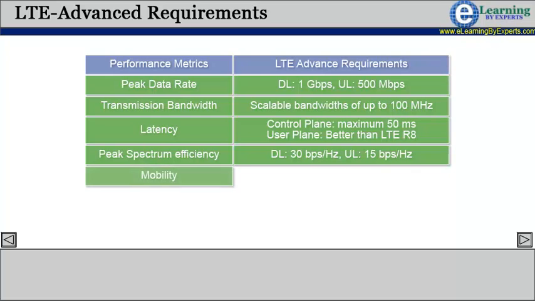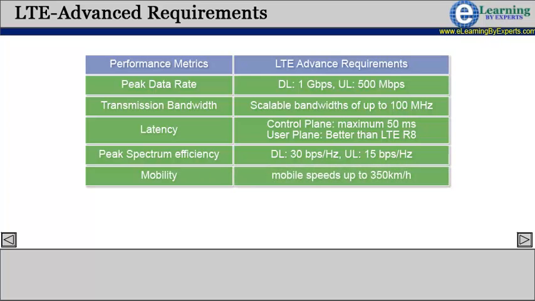Mobility. The system shall support mobility across the cellular network for various mobile speeds up to 350 km per hour, or even up to 500 km per hour depending on the frequency band.